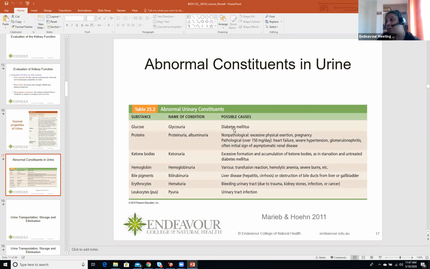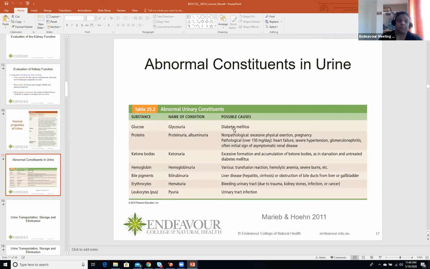Bilirubinuria: generally bilirubin does not end up in urine. It is reabsorbed by your liver, and only when there are liver diseases or liver infections like hepatitis, for example, then yes, excess bilirubin will end up in the urine, and that's why the color of the urine will become much darker.